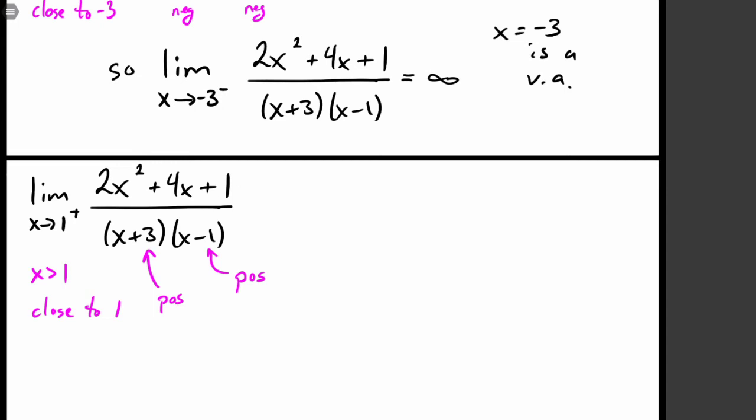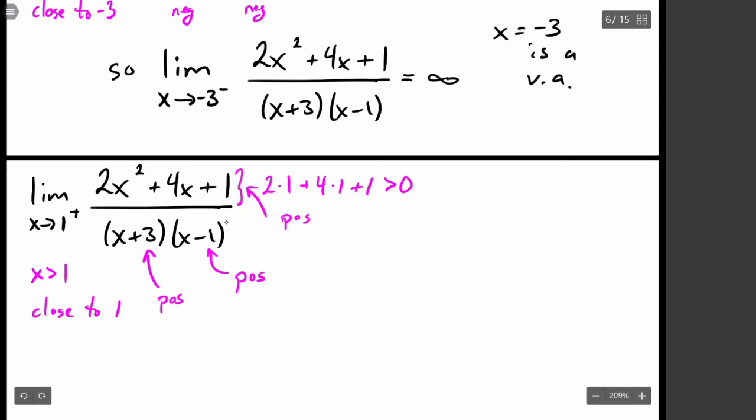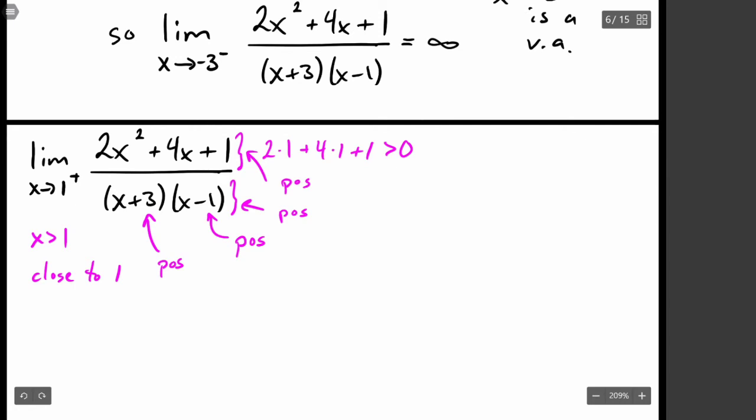Now we look at the top. Again, we can just plug it right into the top. So we have 2 times 1 plus 4 times 1 plus 1. And this number is positive. So the whole numerator is positive. The whole denominator is positive. There's just positive all over the place here. And so this limit itself must also be positive.